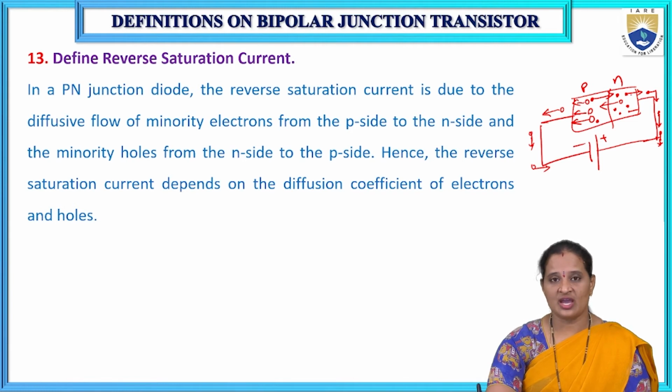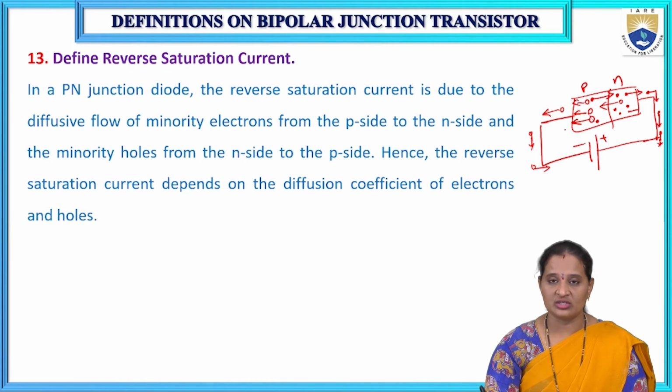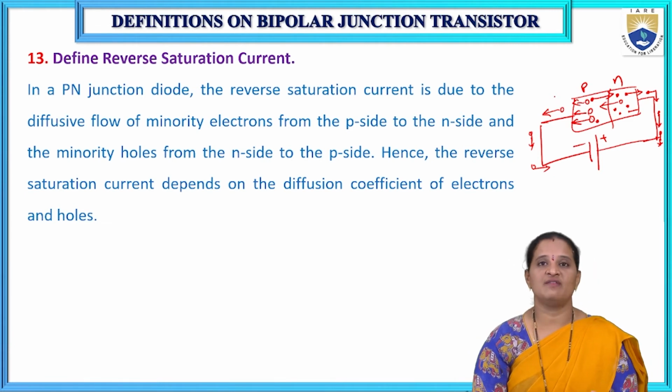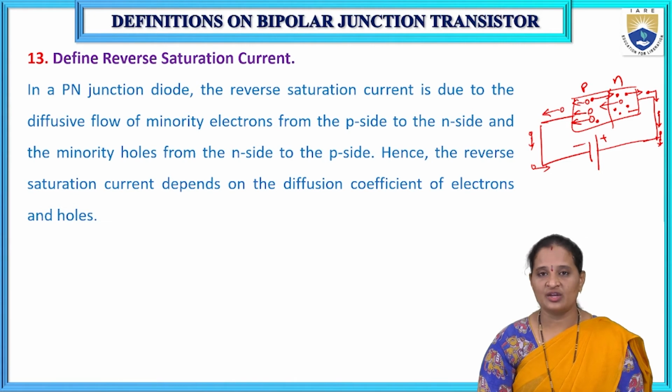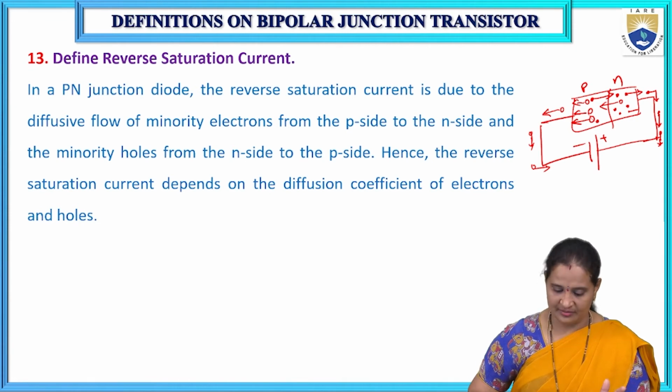So as the minority charge carriers are crossing the junction, this leads to some current, and that current is known as reverse saturation current or leakage current. As this current is flowing when the diode junction is reverse biased, that is why we are calling it reverse saturation current. So we can define the reverse saturation current as the current due to the minority charge carriers flowing across the junction when the junction is reverse biased. Okay, so what you have to remember is reverse saturation current is only due to the diffusion of minority charge carriers from P side to N side and N side to P side.